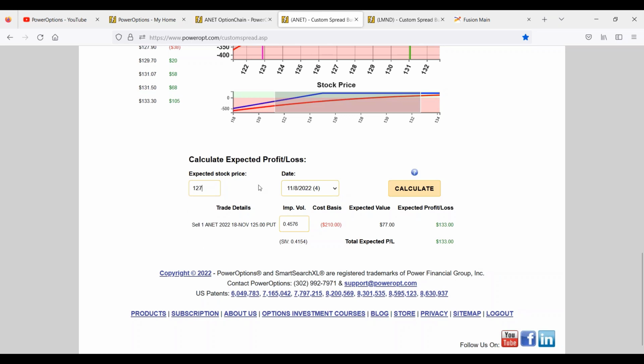What happens if it drops to 127 in the next couple days, on or around November 8th? Okay, we'd expect an increase to go up to about 282, or a loss of 72 cents if we had to buy it back. Why would I target 127? Well, that's close to what we call the 1% rule.